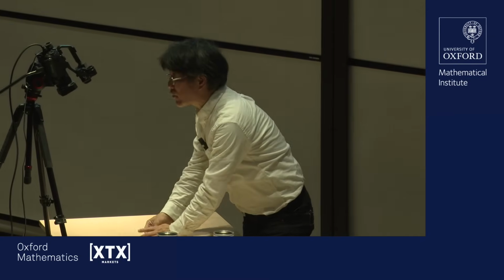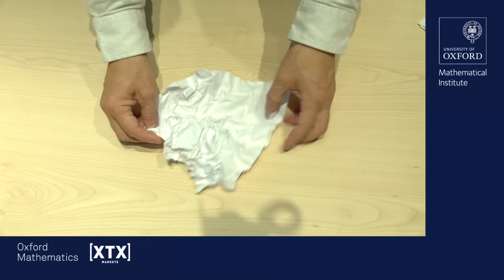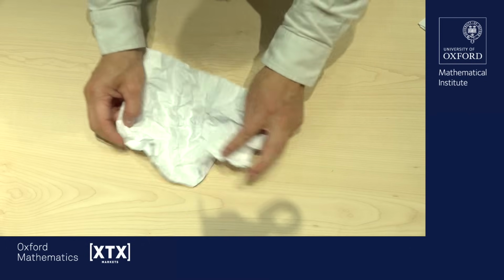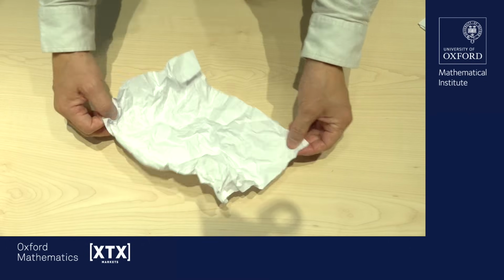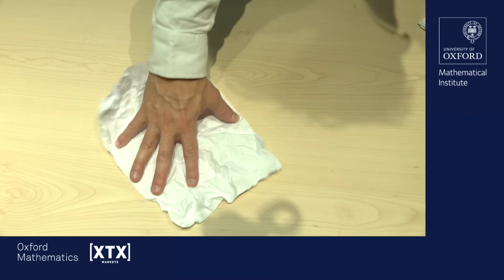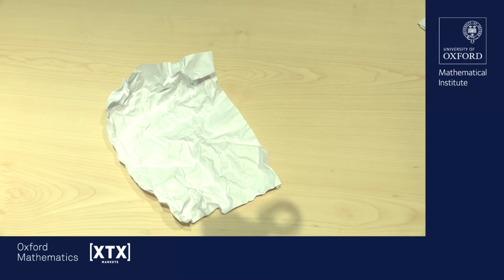And of course, it is negative Poisson because I made it that way. I crumpled in all directions. So of course, when I expand it, it expands in all directions at the same time. And look, this looks really random, right? As random as human can be.